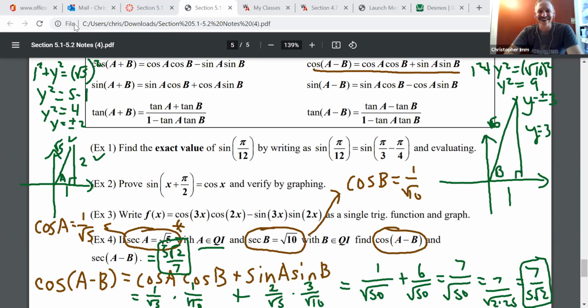Okay. Well, if I don't see any questions, I'm going to clear this mess out, and we'll go on to the next section.